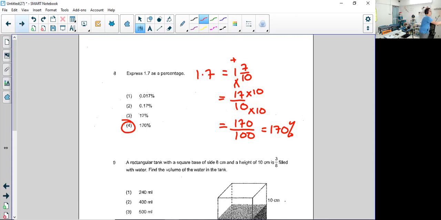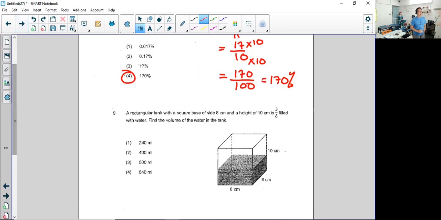Okay, question 9, volume. A rectangular tank with a square base of side 8 cm and the height of 10 cm is 3/8 filled with water. So what's the water in the tank? There is a simple method here, or not really a method, but to help you know how to do this problem, put the fractions into the diagram. So the water is 3/8, and the empty space is 5 units or 5/8, and the whole container is 1 whole.